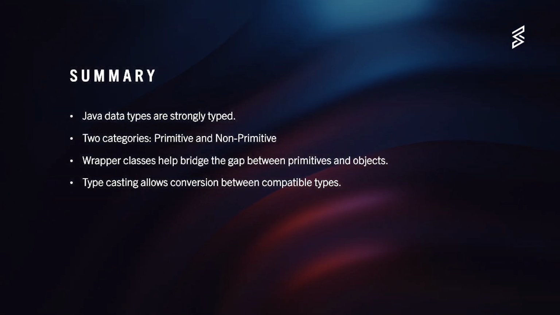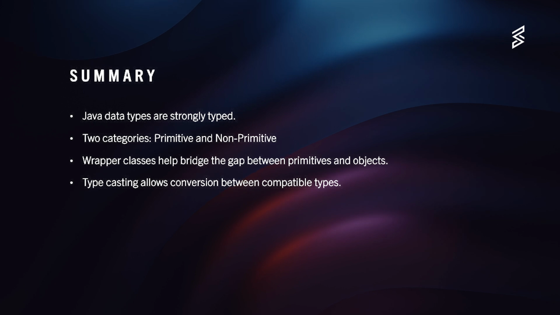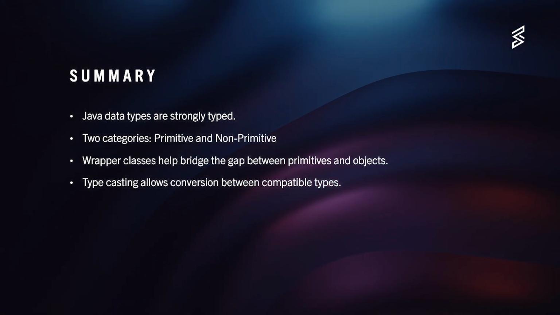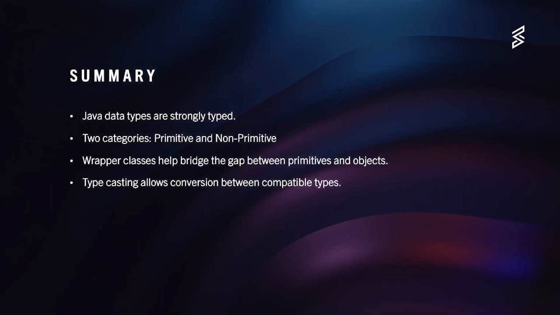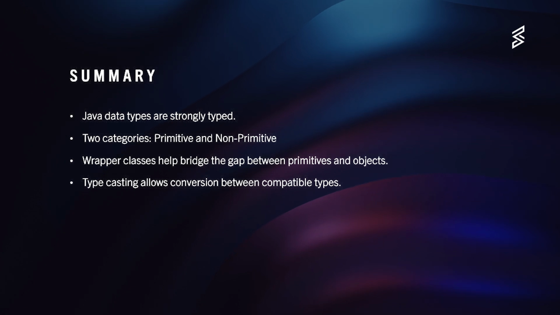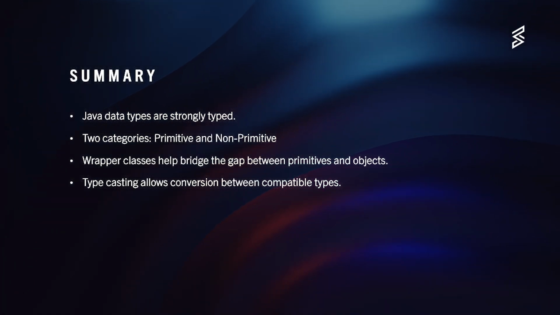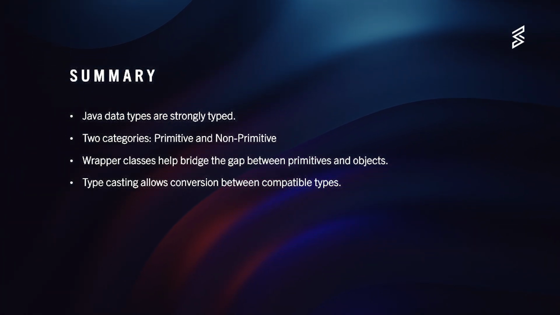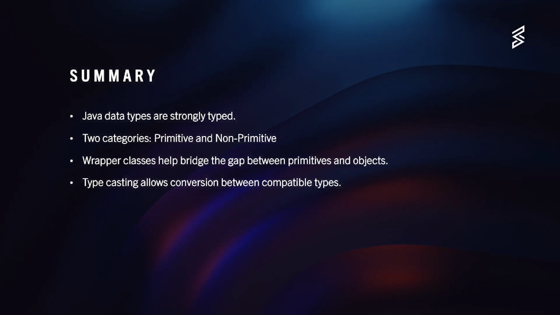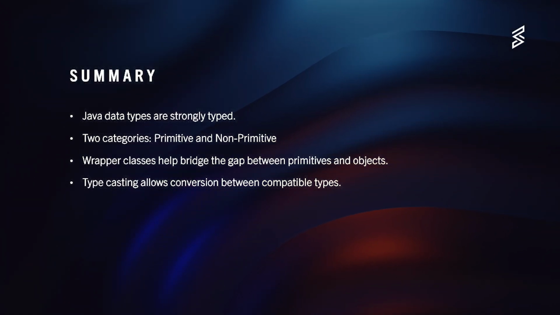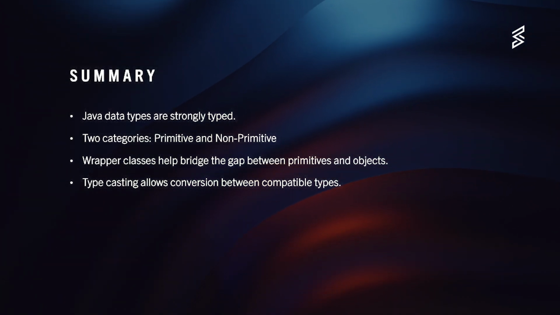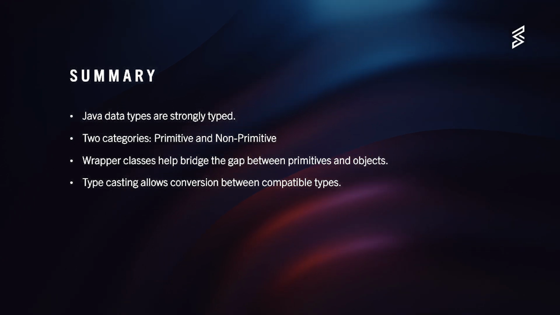To sum up, data types are the foundation of Java programs. Primitive types are simple and fast. Non-primitive types are more powerful and flexible. Wrapper classes help bridge the gap between the two. Understanding data types makes you a stronger and more efficient Java programmer.